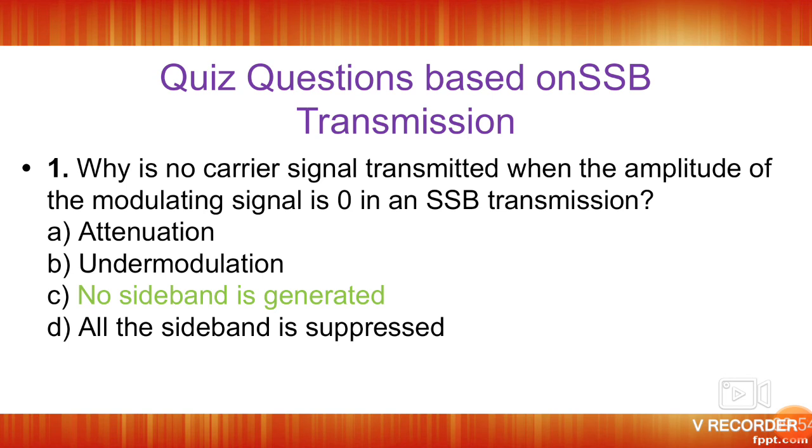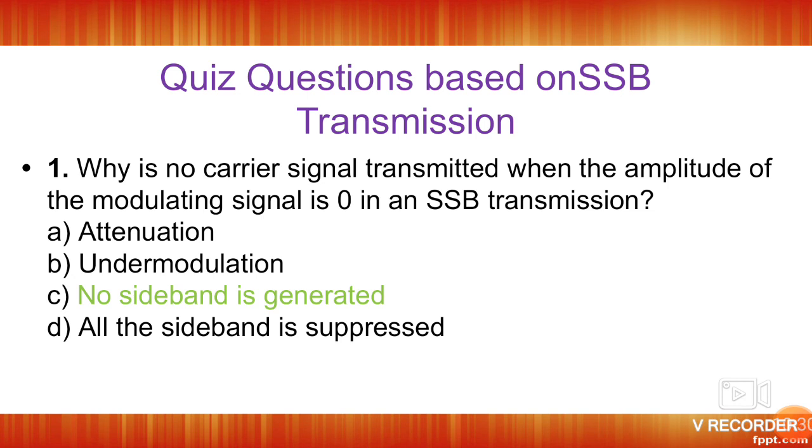And here we have a quiz question based upon SSB transmission. The question is: why is no carrier signal transmitted when the amplitude of the modulating signal is 0 in an SSB transmission? When the amplitude of the modulating signal is 0, it means there is no modulating signal. Because of that, no sideband is generated. That is the answer.